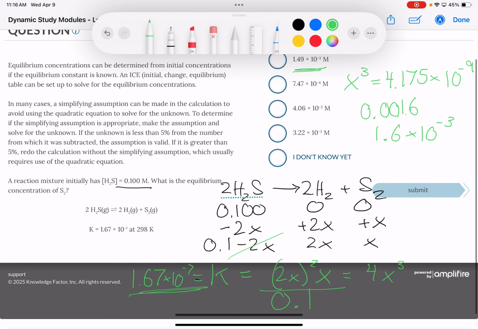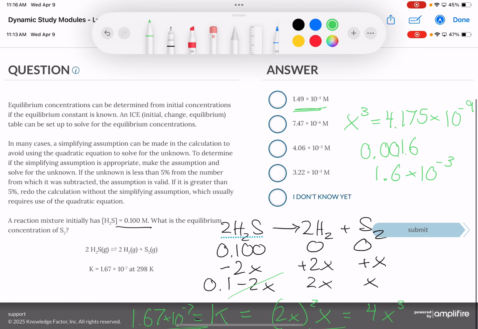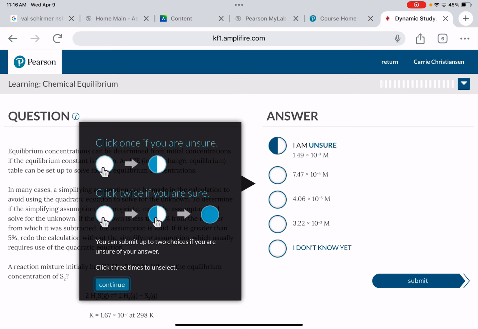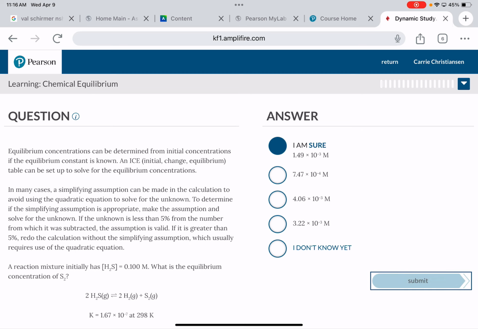Now they have 1.49 as the closest one. Let's make sure that that's there. Oh, wait, sorry. We probably did something wrong. Equilibrium concentration. Oh, no, we didn't. Equilibrium concentration of S2 is just x, so it's not 2x or anything. So that should be correct. Let's go back to the... what the heck am I supposed to do? Am I supposed to click it again? Yeah. Okay. You were sure and incorrect. Okay. Yeah.